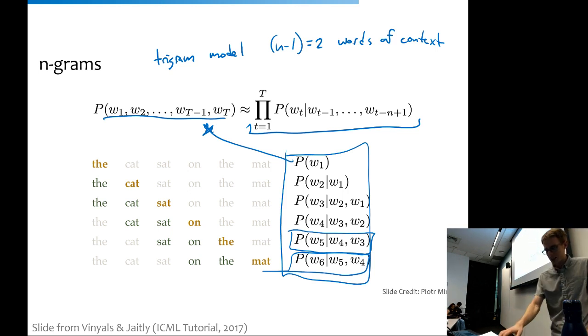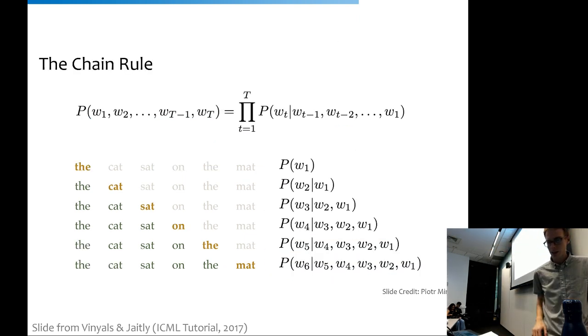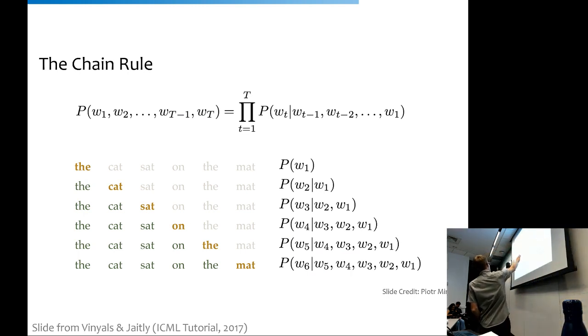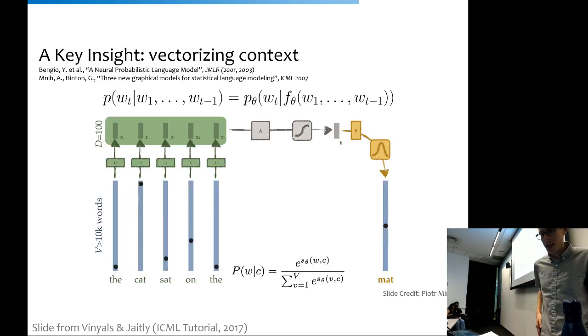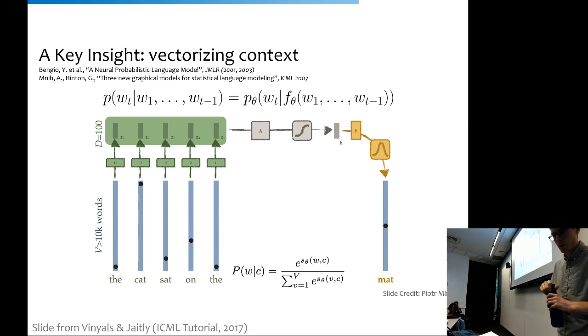Okay, but this is still inherently limiting because we're restricting ourselves to finite context. Okay. So how could we get back to this chain rule setup where the probability is actually able to look back at all the words that came before it? Okay. And the answer is to use an RNN. So the first key insight here is that we want to be able to represent each individual word as a vector.